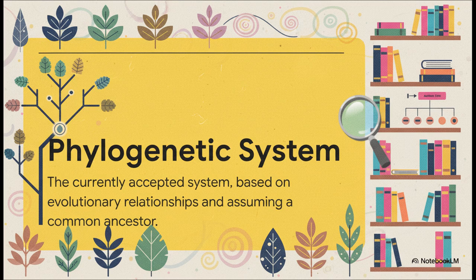And that brings us to what we use today, the gold standard, the phylogenetic system. This one is all about family history. It's about evolution. The whole idea is that organisms are grouped together because they share a common ancestor. This is like organizing the library by author and the year the books were published. You don't just see which books are similar, you see the entire family tree of how ideas evolve from one another. It's the whole story.